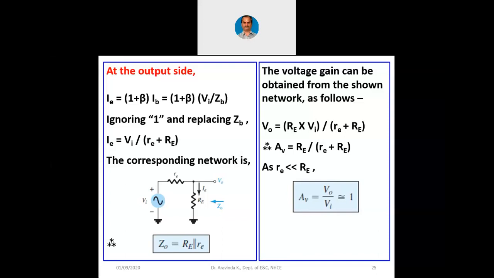What does it mean? This means that the common collector circuit does not give voltage gain at all. If it does not give voltage gain, what is its advantage? It is giving a very low output impedance. The advantage of the common collector network is that it provides a very low output impedance, but it is not going to give voltage gain at all.